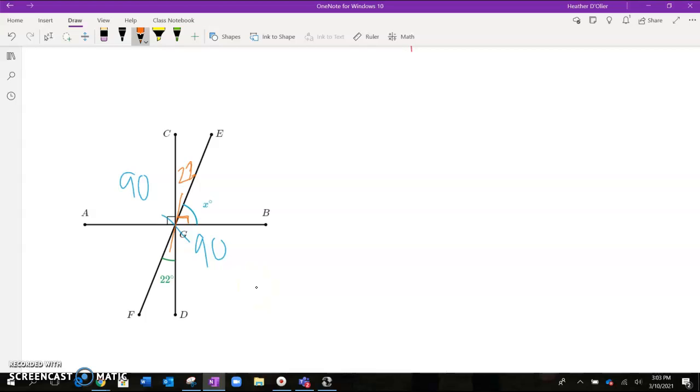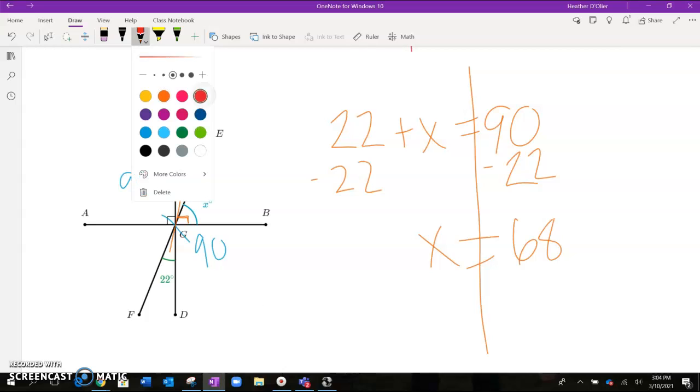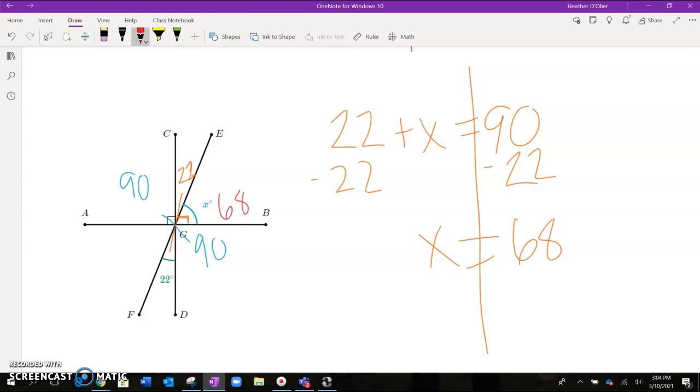I just had to use vertical and complementary to help me. So 22 plus x equals 90. Subtract 22. And I get that x equals 90 minus 20 is 70, minus 2 more is 68. X is 68. Because 68 plus 22 is 90. I could solve for every single one of these pieces. I'm gonna show you that. If this is 68, vertical, this one's also 68. I know the measurement of every single angle on that. Even though it was 3 lines, I could still do it.